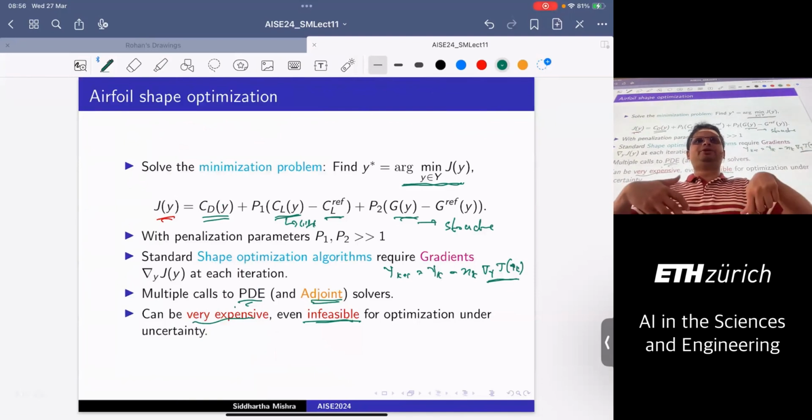We take some shapes, we have the data, we generate the data from the simulation, we train the surrogate, which is the deep neural network, and then simply use the gradients of the deep neural network. For that neural network, all the gradients can be computed with backprop, automatic differentiation. So this is very easy, right?